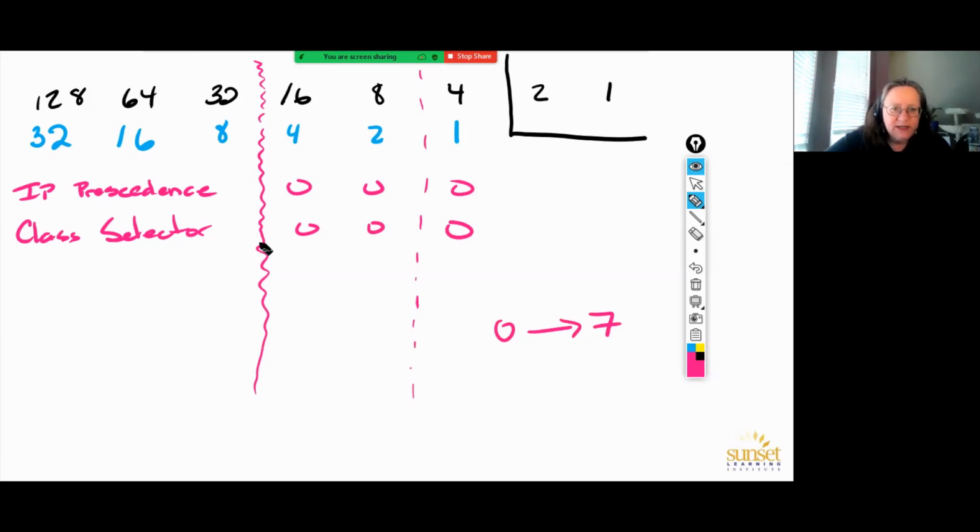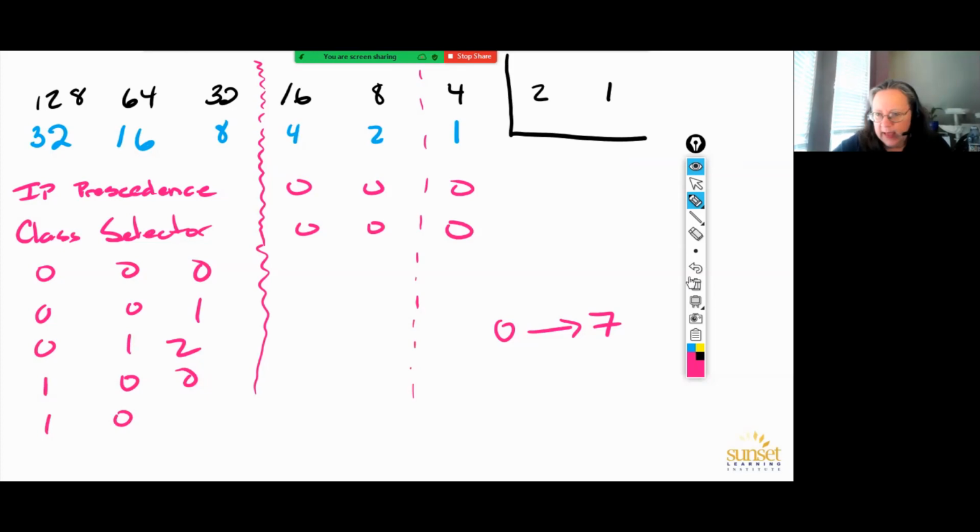So my IP precedence can be 0, can be 1, 2, et cetera, all the way through 4, 5, 6, and 7. So those are our values, and I've got obviously some dots in there. There we go.